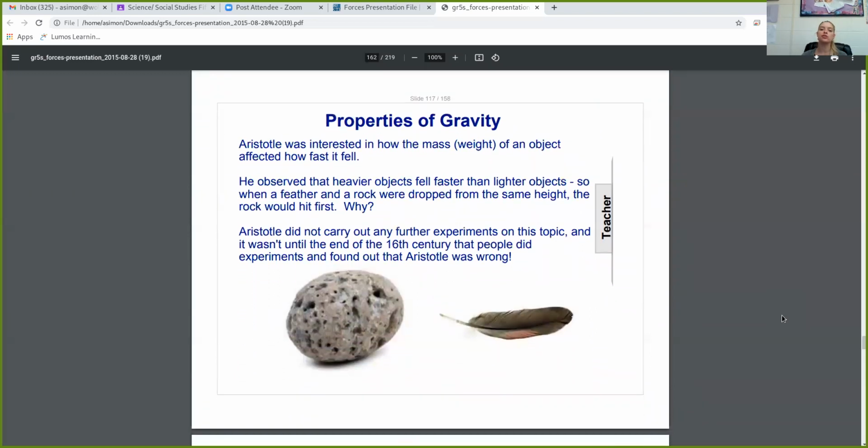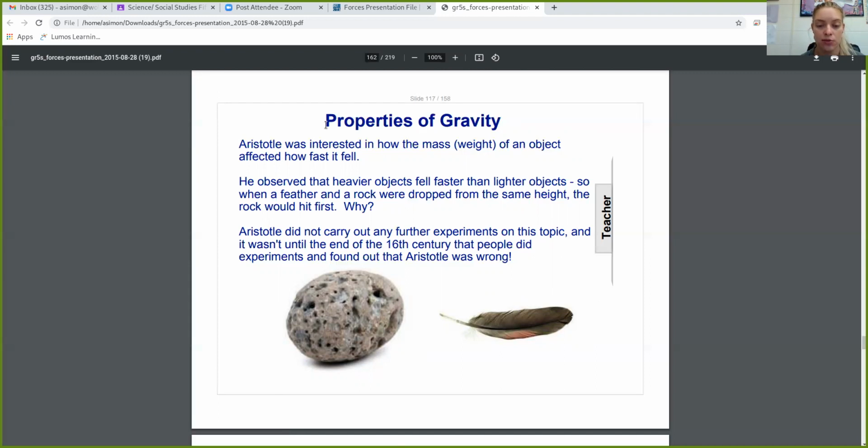So Aristotle was interested in how the mass of an object affected how fast it fell. He observed that heavier objects fell faster than lighter objects. So when a feather and a rock were dropped from the same height, the rock is going to hit first. Why would Aristotle say that the rock would hit first? Well, obviously we know that a rock is heavier than a feather. So Aristotle's observation was that if something weighs more, it's going to fall faster.